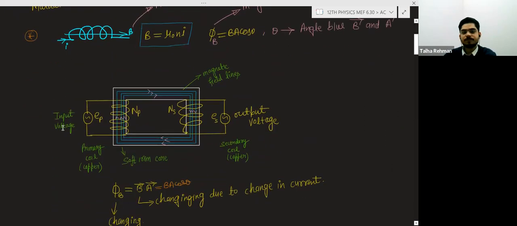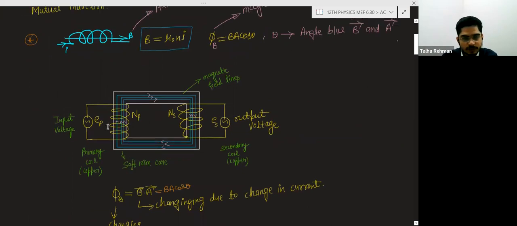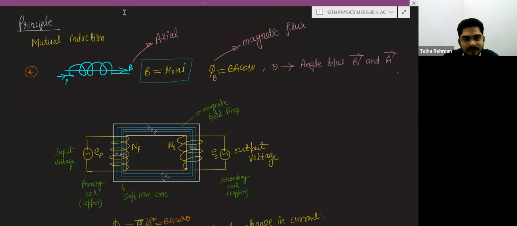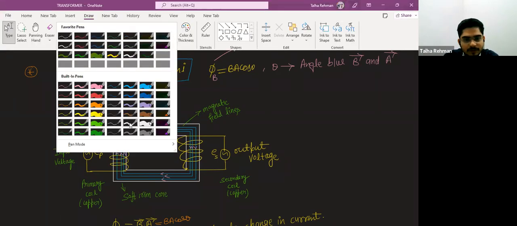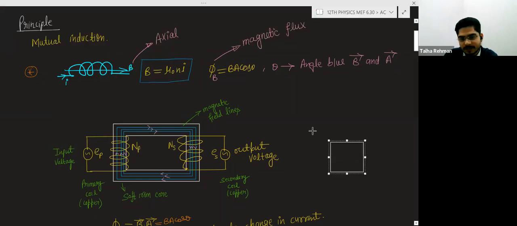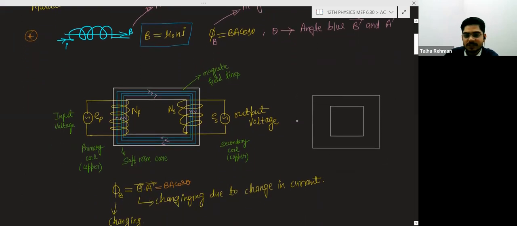Now, see, this is the structure of the solenoid, not the transformer. Basically, this white color structure. First, only focus on this white color structure. We have taken a white color structure like this, and this structure is known as the soft iron core.